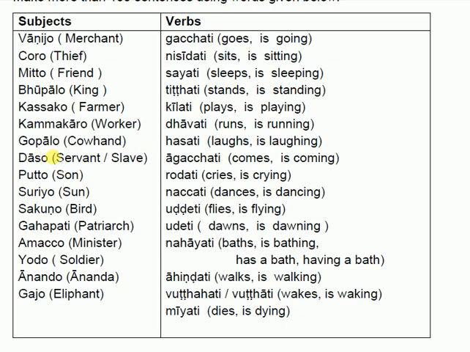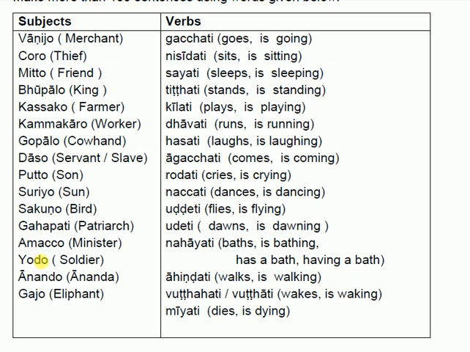Gopalo, cowherd. Daso, servant or slave. Putto, son. Suriyo, sun. Sakuno, bird. Gahapati, patriarch. I mean this household, the main character in family.